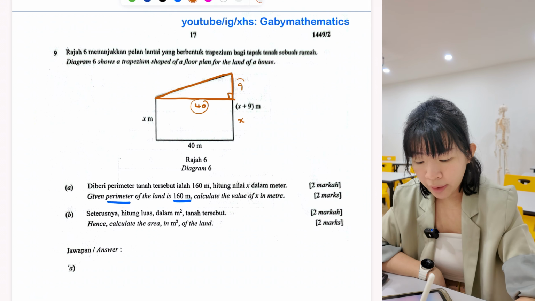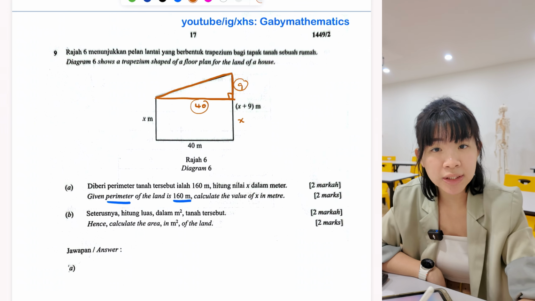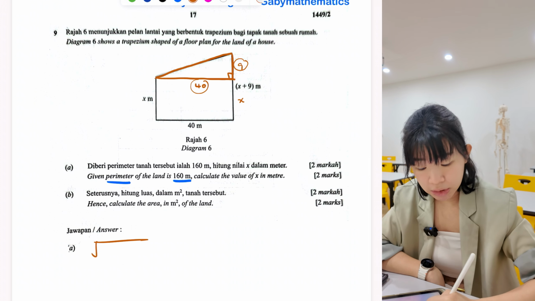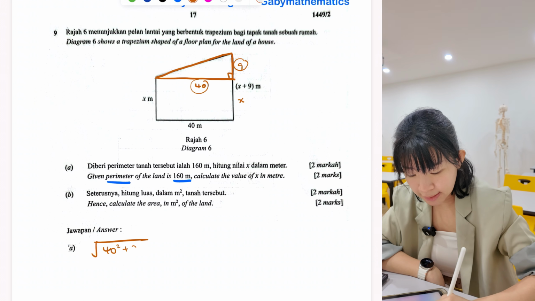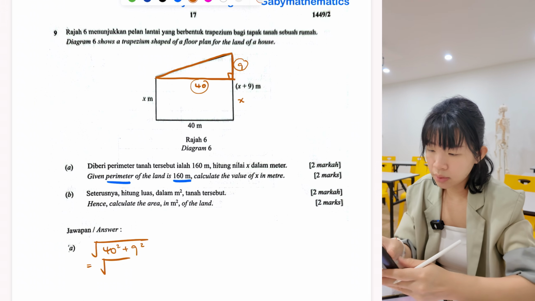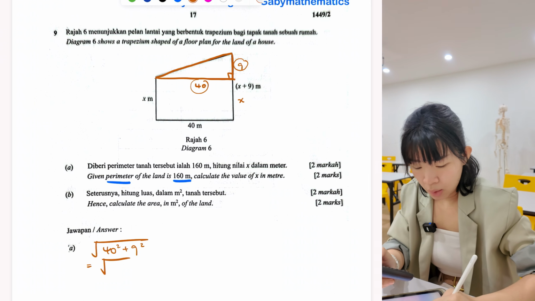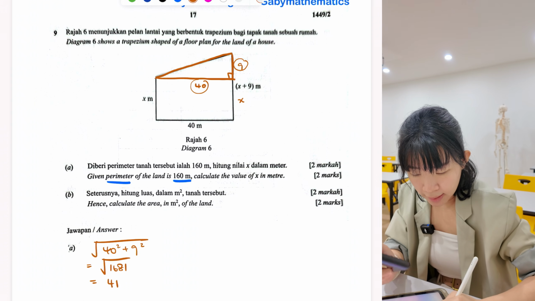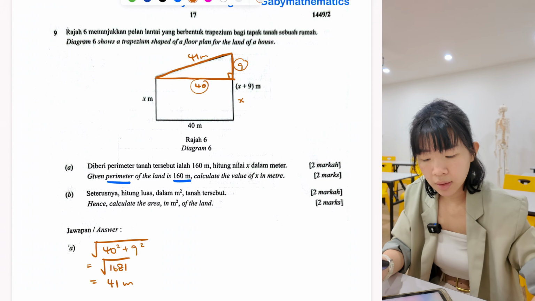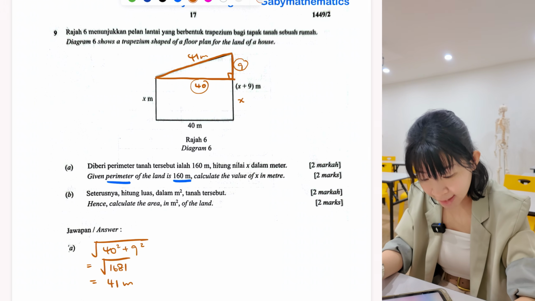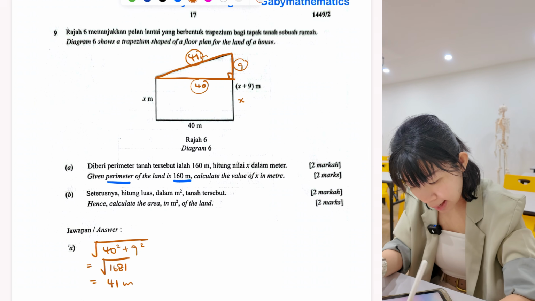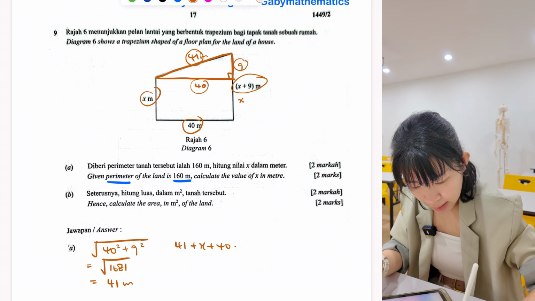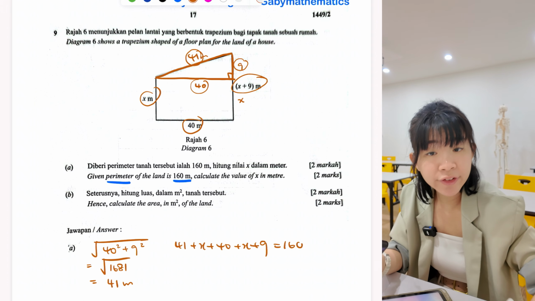We have 40, we have 9, so we can find the slant line by using Pythagoras theorem. We need to find the longest side, so square root of 40 squared plus 9 squared, which is square root of 1681. So we get 41 meter. So we can add everything up to get x now. 41 plus x plus 40 plus x plus 9 equals 160.